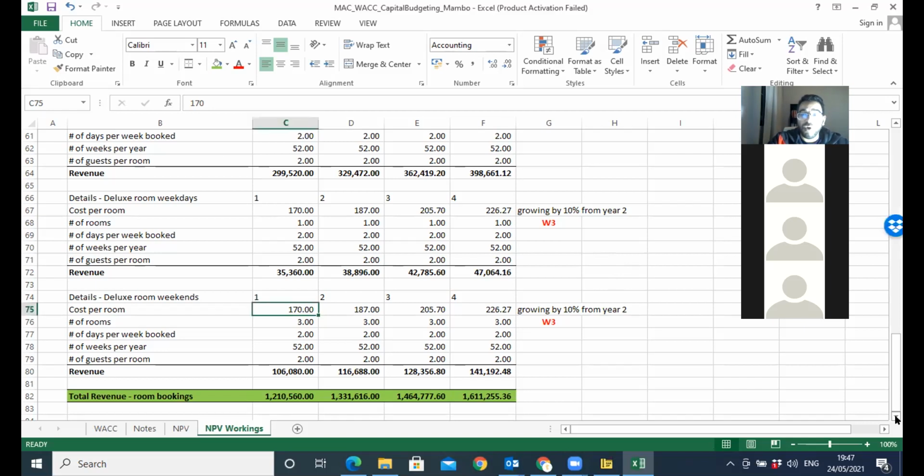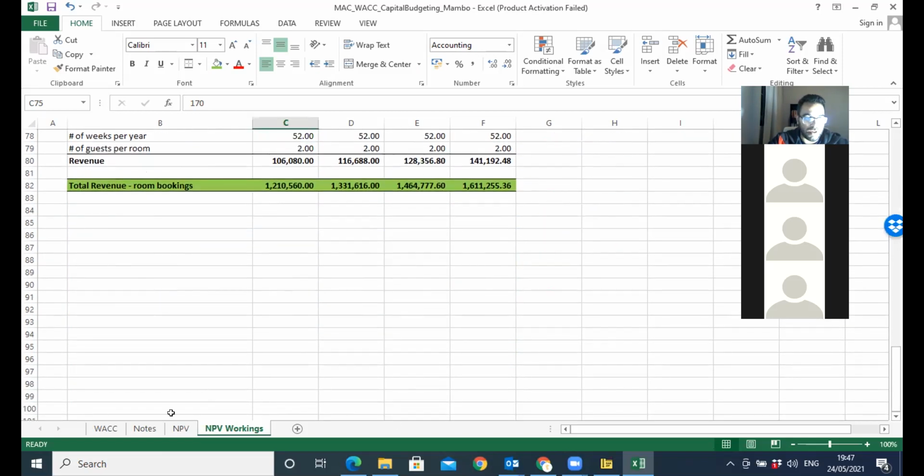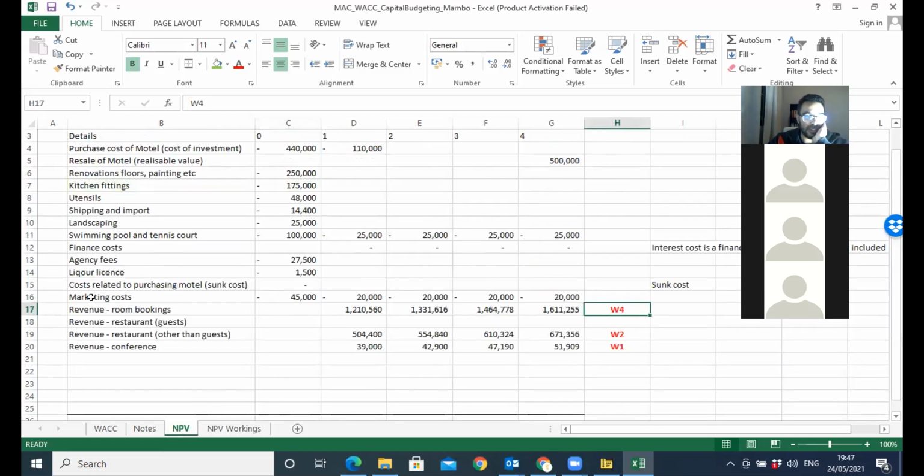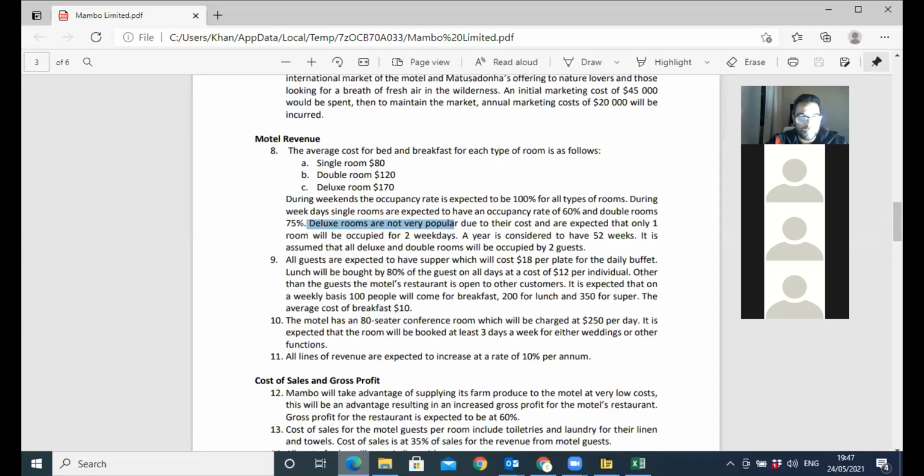Now, there's still more revenue. One more to calculate. So the one we need to still calculate is revenue restaurants, the guests. Okay, so if we go, it's under point number 9. All guests are expected to have supper, which will cost $18 per plate for the daily buffet. Lunch will be bought by 80% of the guests on all days at a cost of $12 per individual.